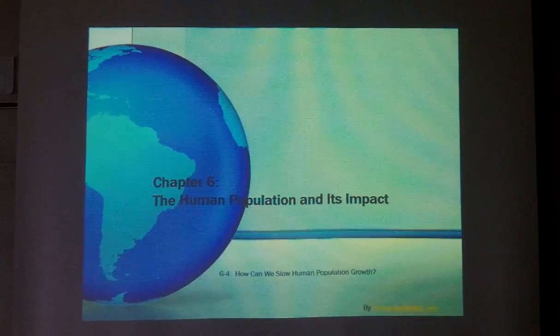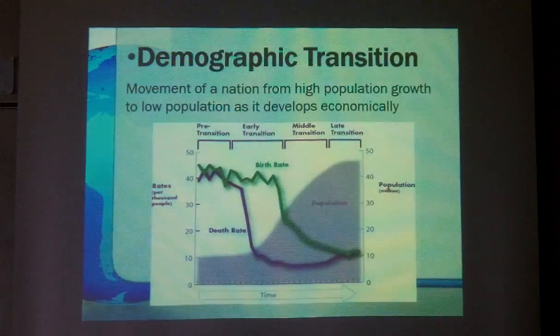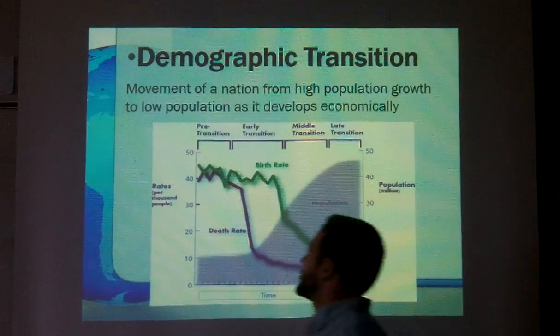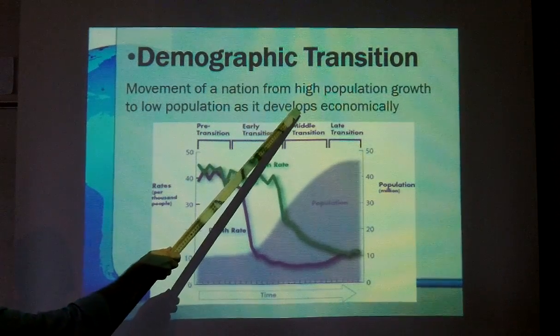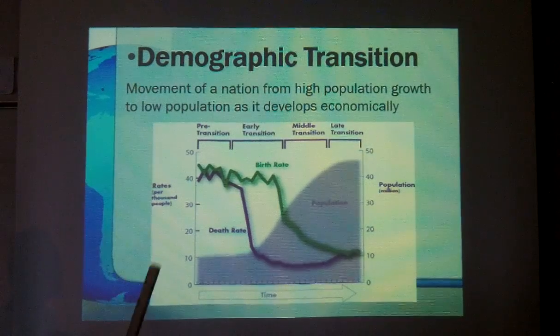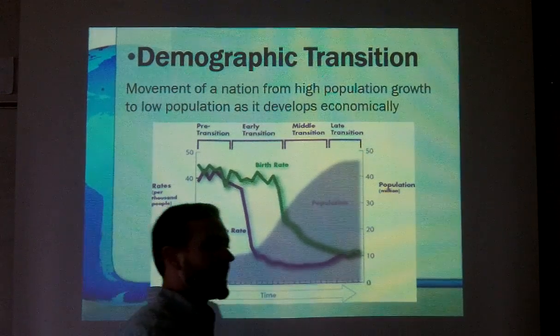Alright, how can you slow it? What can we do? Boom. We're going to start by talking about the demographic transition, which is the movement of a nation from high population growth to low population growth as it develops economically.